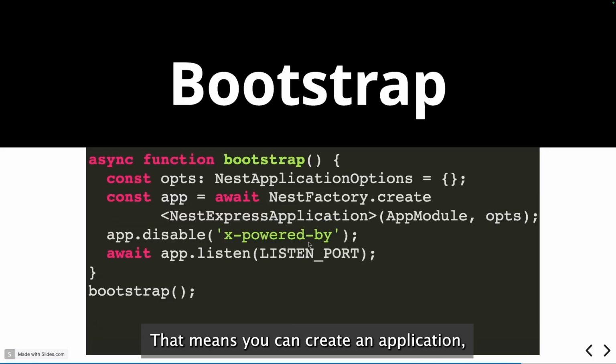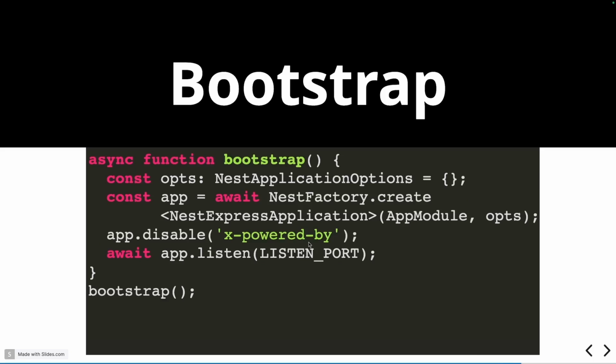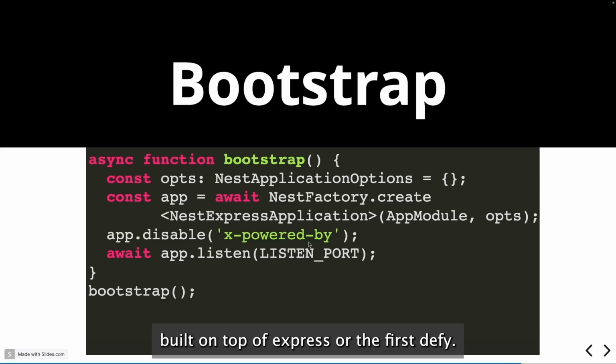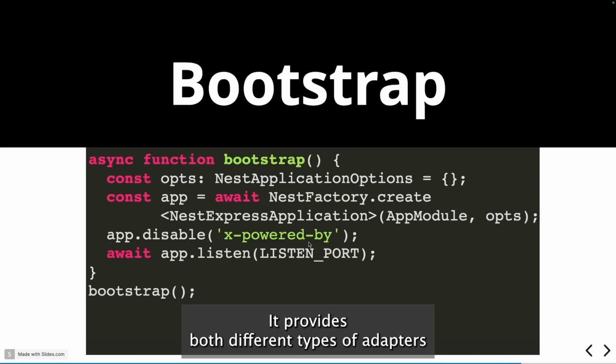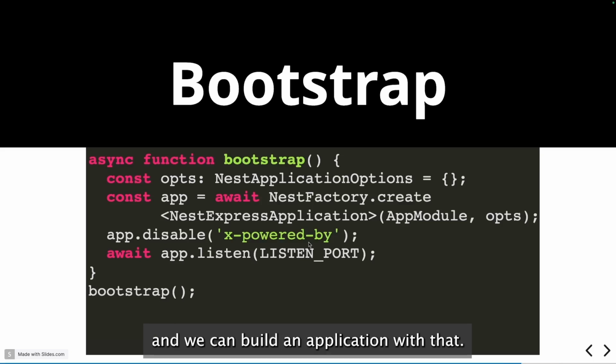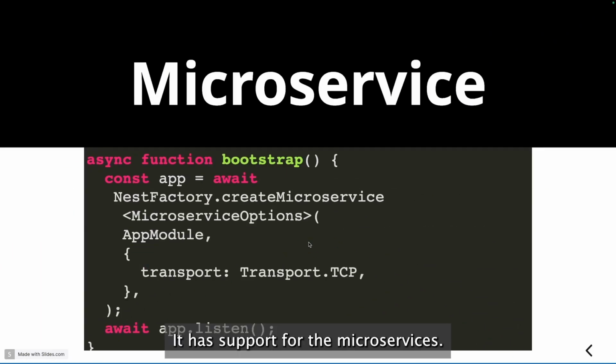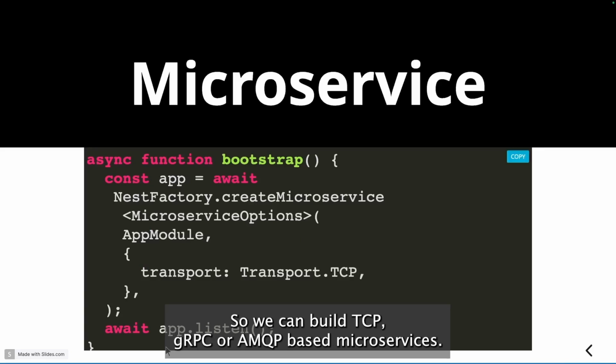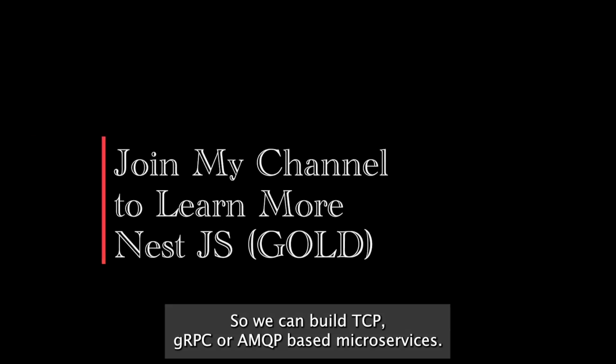That means you can create an application built on top of Express or Fastify. It provides both types of adapters, and we can build an application with that. It has support for microservices, so we can build TCP, gRPC, or AMQP based microservices.